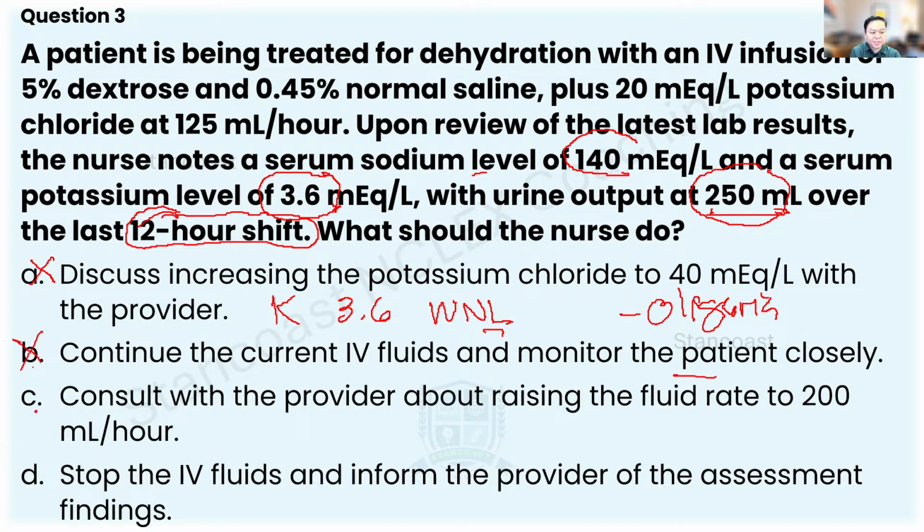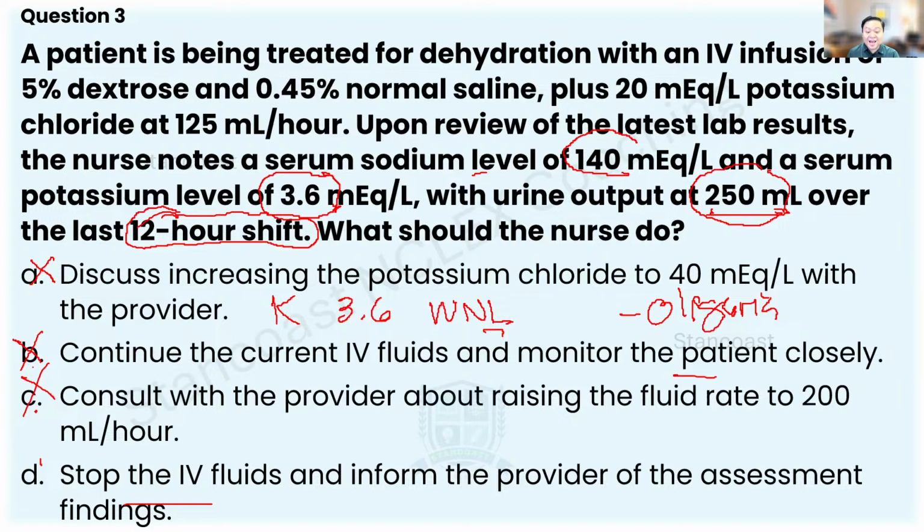If you had answered letter C, consult with a provider about raising the fluid rate to 200 mLs per hour, all the more you are actually increasing the intake of potassium, which is unsafe because your patient's urinary output is still on the low side, oliguric still. So the correct answer this time is to select letter D, stop the IV fluids, and inform the provider of the assessment findings. This is the safest nursing intervention this time.